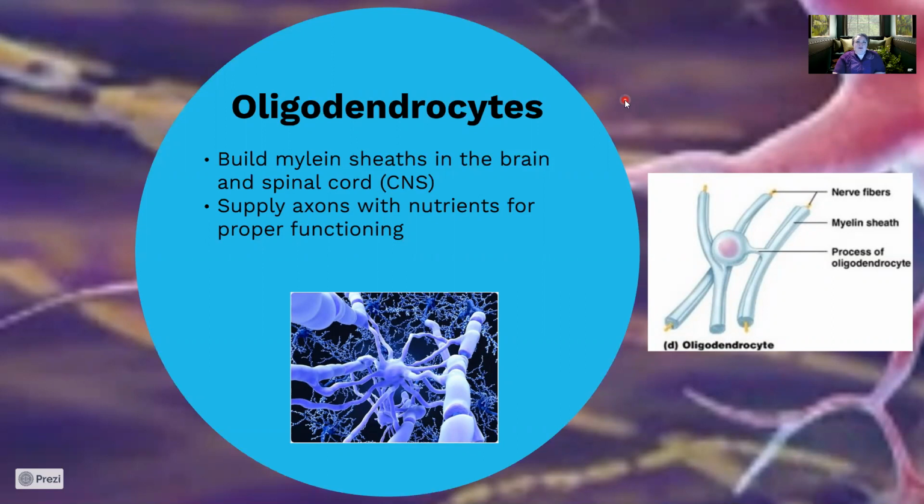Okay, so the next type of glial cells that we are going to talk about are oligodendrocytes. That's quite a mouthful. It's a very big word to say. And their primary function is to help build myelin sheaths in the brain and spinal cord. So again, the brain and spinal cord are what encompass the central nervous system. So that's where they are helping to build myelin sheaths. And they supply axons with nutrients for proper functioning as well.